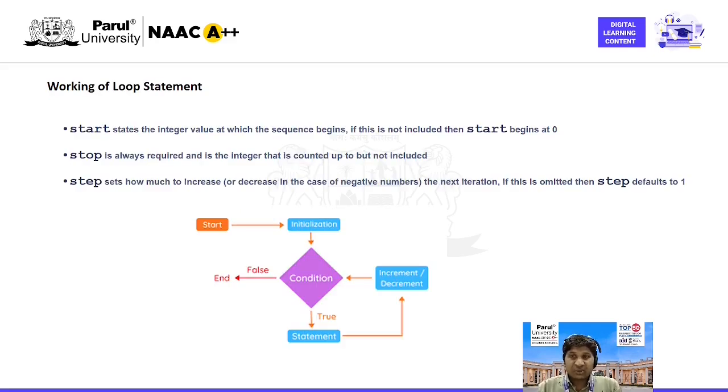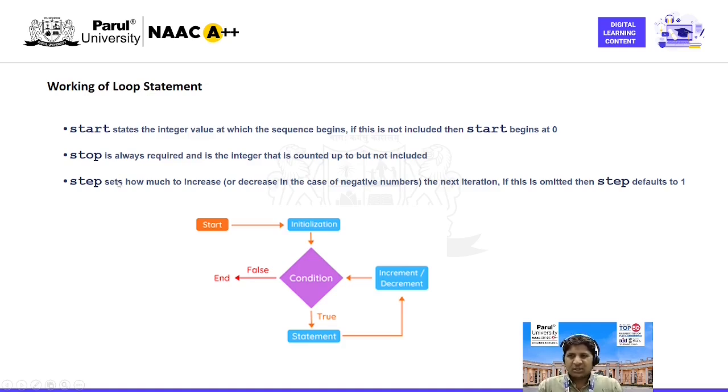Now, the working of the loop statement, which is very important. We understand here how a loop works. Every loop has three pointers. Number one is the start pointer. The start pointer always tells the first value. Start states the integer value at which the sequence begins, meaning where our loop starts. If this is not included, then start begins at 0. If you do not put any number, start always begins with 0.